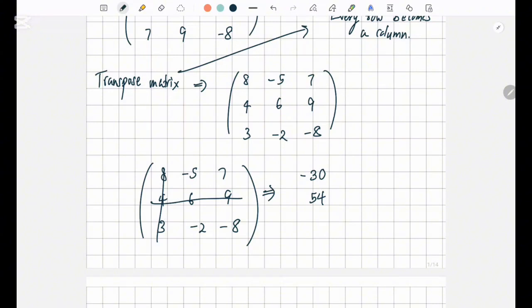And then we do the same thing for the last row. So it's minus 5 into 9 minus 6 into 7. And that's minus 87. Now we found the first column.